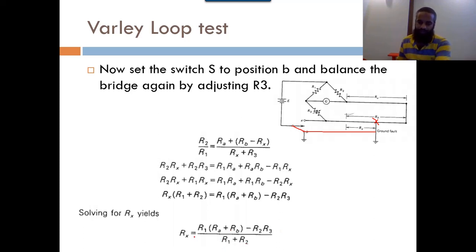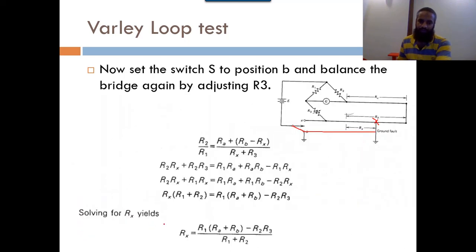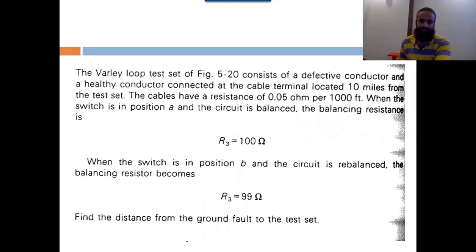So the values of Ra and Rb are also unknown, and this unknown value can be calculated from this one: Ra plus Rb is equal to R2 R3 over R1. So if we calculate the value of R1 plus R2, then we can calculate the value of Rx, and from Rx we can calculate the value of Lx.